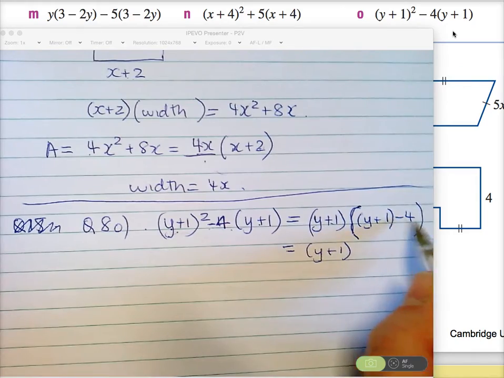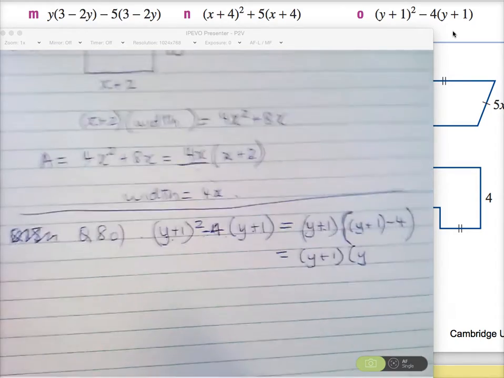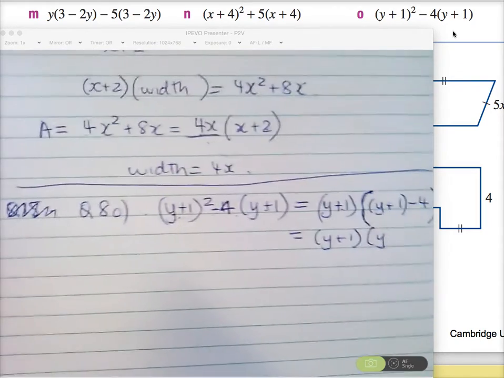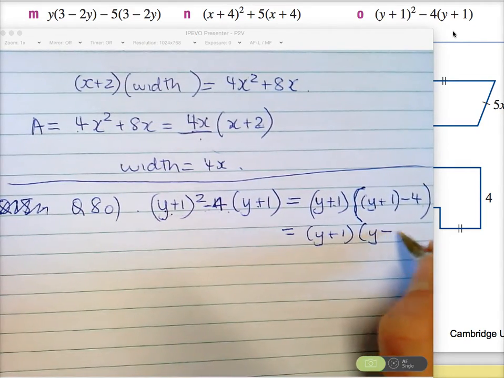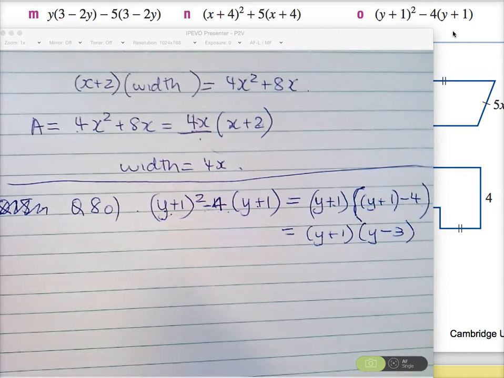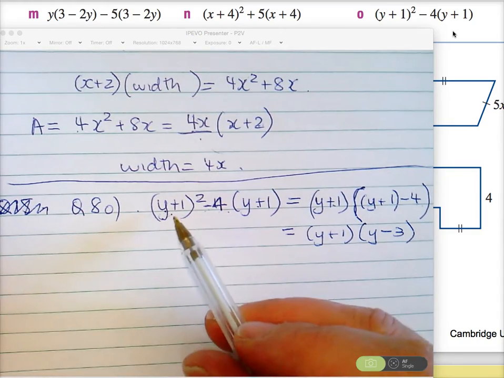y plus 1 minus 4 is just y what? Add and subtract. y plus 1 minus 4, which is y minus 3. And that's what that is. The squared is in the question.